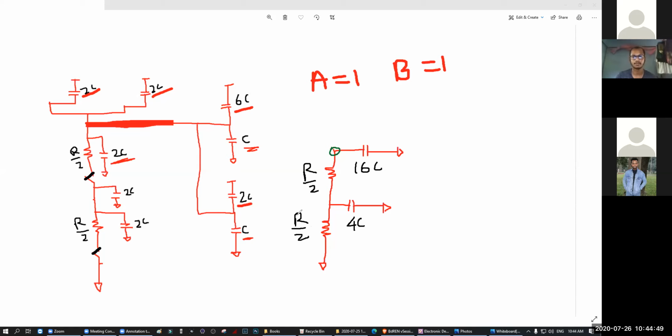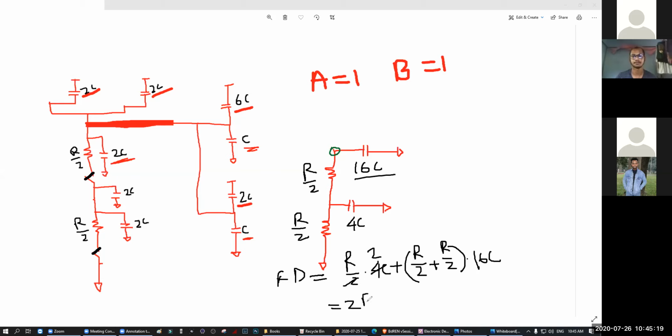Now use the Elmore delay. This is the fall delay, FD. Using Elmore delay, resistor into capacitor, then resistor plus resistor into capacitor. Which capacitor? This capacitor only. So here you get 2RC plus 16RC, that means 18RC. Total 18RC is your fall delay. Okay?